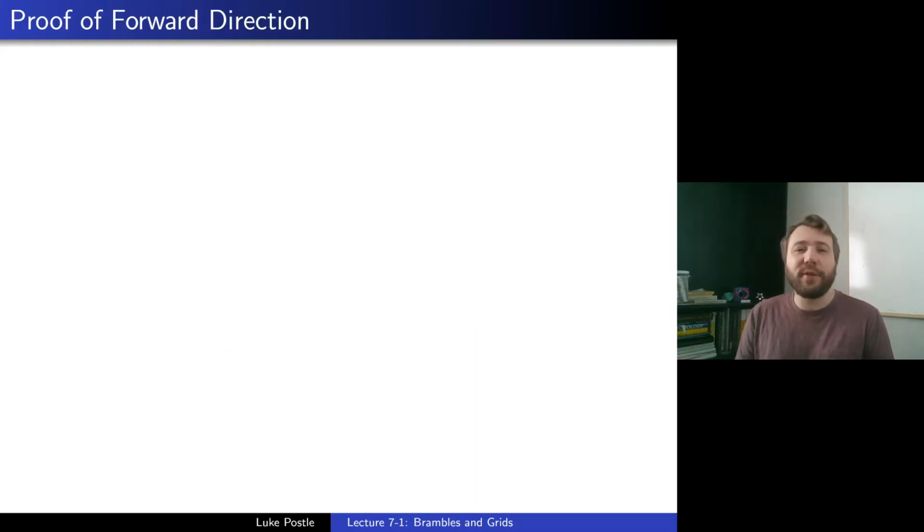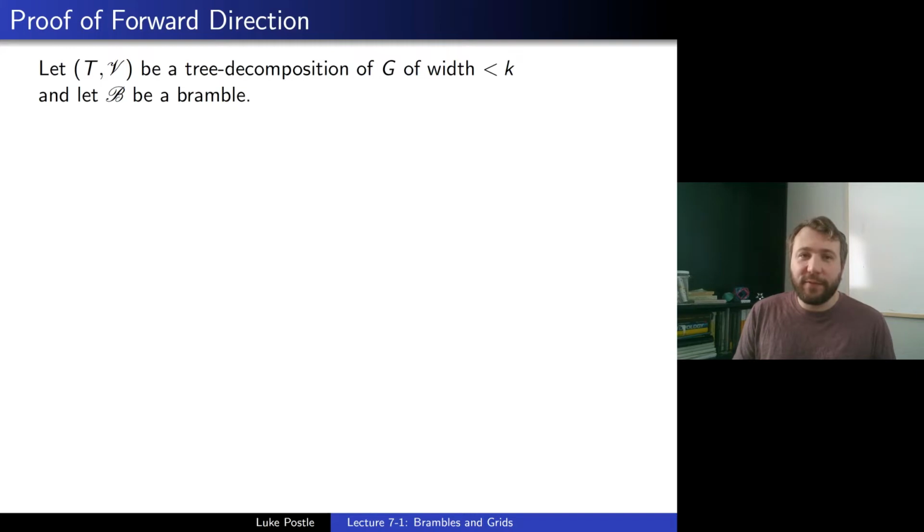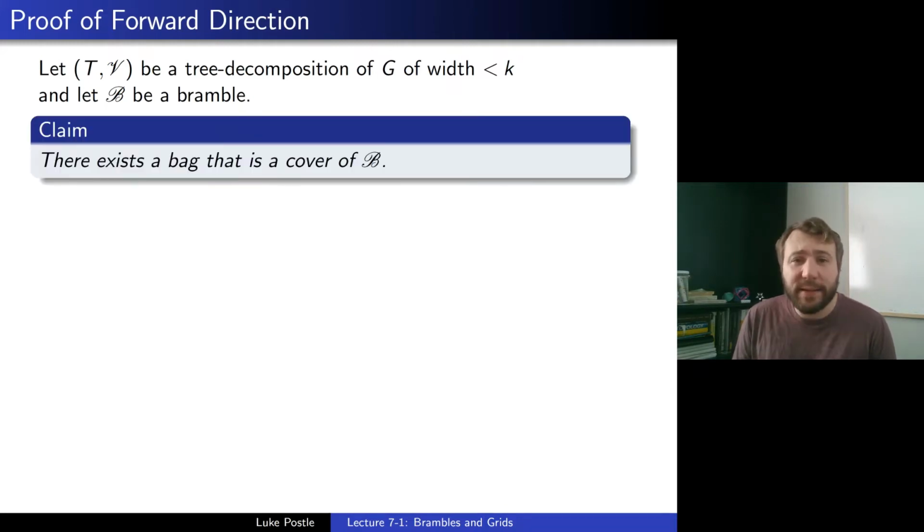All right, so how do we prove this forward direction? Again, the forward direction is small tree width implies no bramble. If we have small tree width, that means we have a tree decomposition (T, V) of G of width strictly less than k. So let's fix one, and then consider any bramble B. The claim is that there exists a bag of this tree decomposition that is a cover of the bramble B. Maybe you want to pause and prove this for yourself, but I'll go through the proof. So how do we do that?